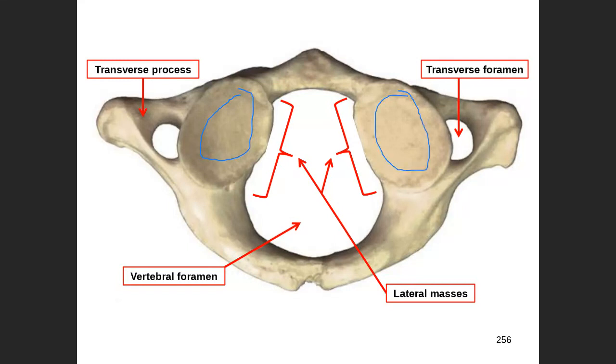Okay? Makes a cup. Your spinal cord is here. All right, so you have these processes that come off the side here of C1. Those are the transverse processes. Well, guess what? Those transverse processes have holes in them. All right? And those holes are called the transverse foramen. Good? Simple? You're going to rock this.